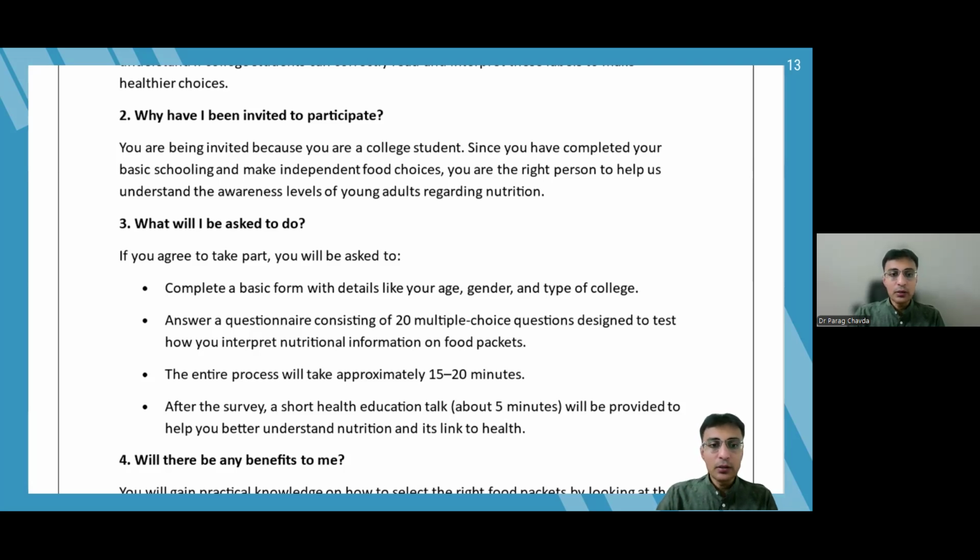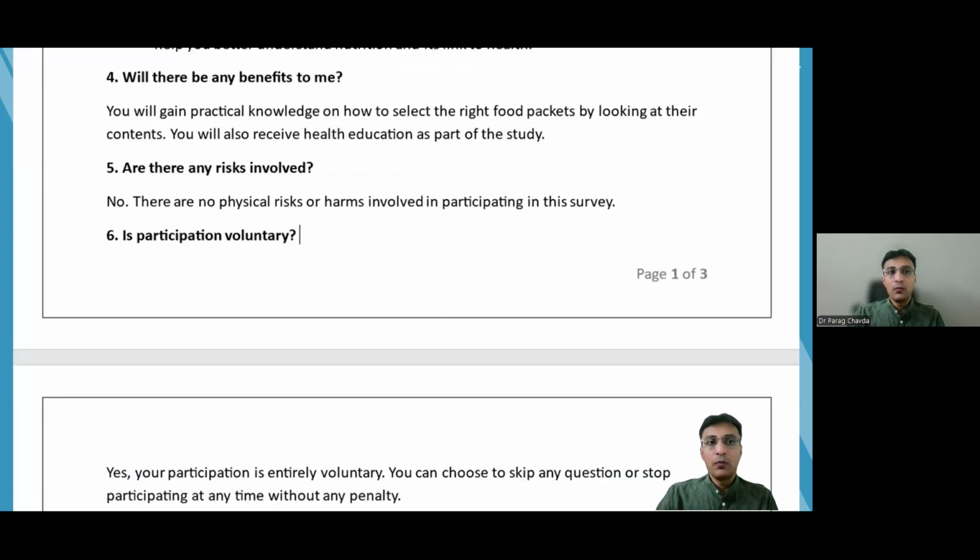The next question is, will there be any benefits to the participants? We are saying that you will gain critical knowledge on how to select the right food packets by looking at their contents. You will also receive health education as part of the study.